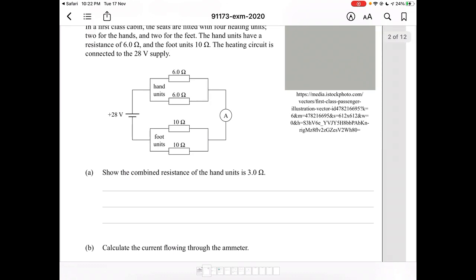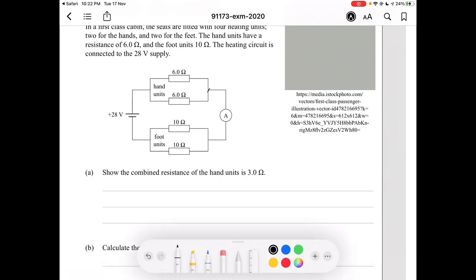Okay, so in this case, we can see that the hand units are connected in a parallel circuit. The reason is that at the junction, at this point here, conventional current flows this way. When it gets to this junction, current can either go here, which is I1, or flow here, which would be I2. Because current can flow in 2 different pathways, it's going to be a parallel circuit.